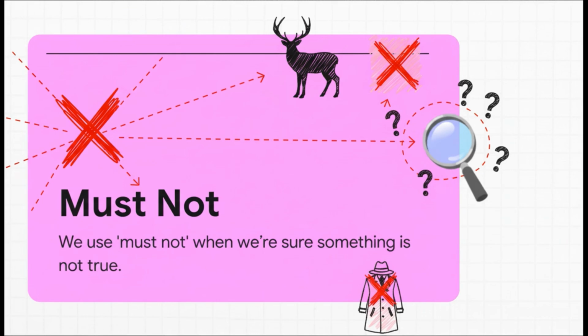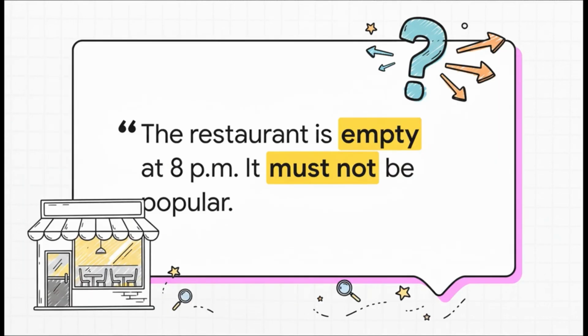But of course, any good detective also needs to know when something is definitely not true. And for that, we have must not. This is for when all the clues are screaming that something just isn't the case. For example, imagine you walk past a restaurant at 8 p.m., peak dinner time, and it's a ghost town. The empty tables, that's your clue. So what's the deduction? It must not be very popular.